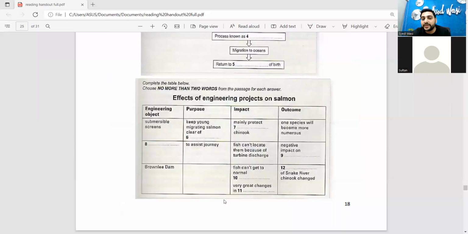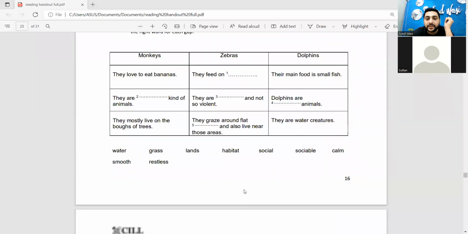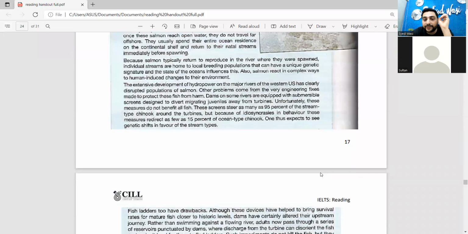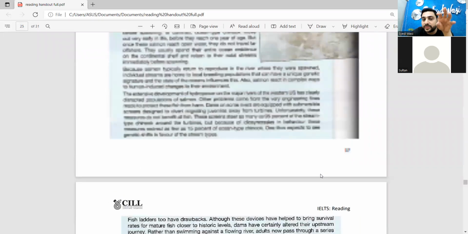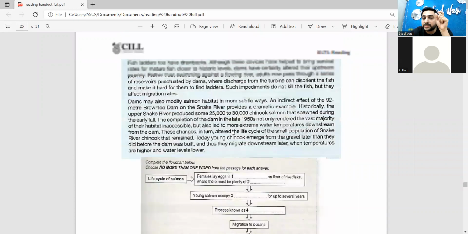I quickly repeat the tricks for reading, fill in the blanks. Number 1, quickly read the heading of the passage. So it can have effects on salmon diversity. So the topic is salmon and its biodiversity and life. Acha. Then you have to directly go to the question. Just read the topic, then directly go to the question. Read the words before and after. Take the keywords. Take the first 1 or 2 keywords and search.